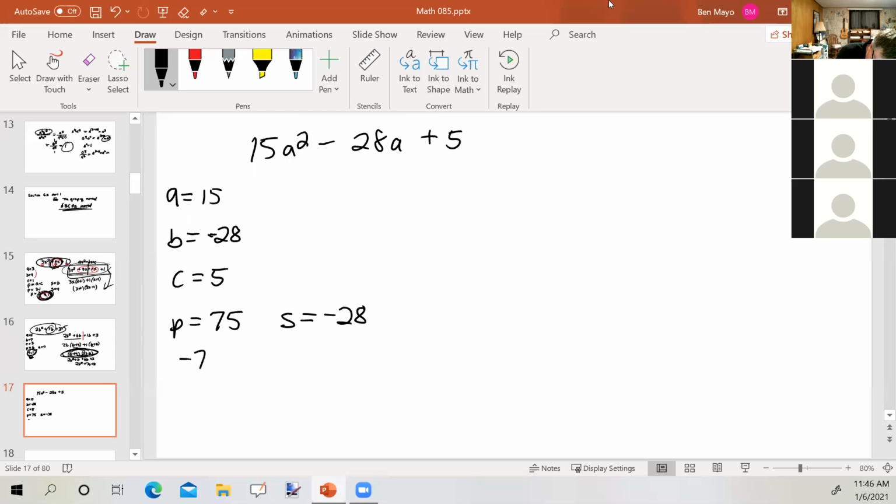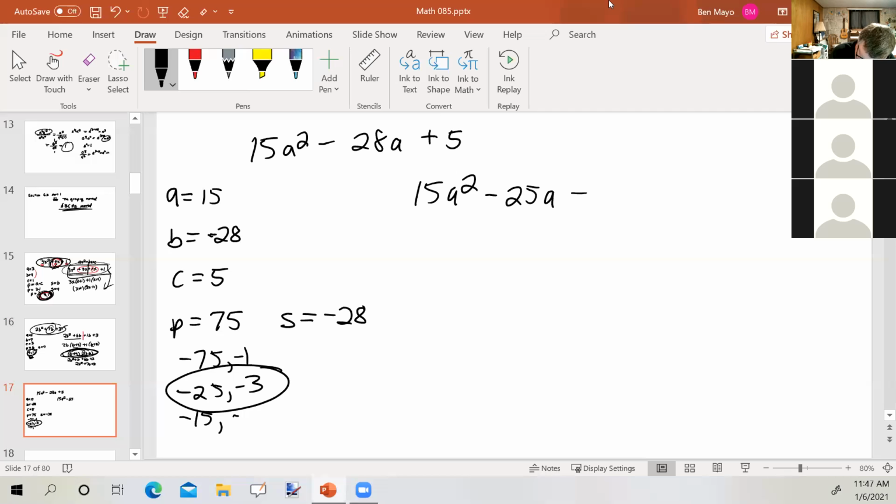So let's see, negative 75 and negative 1. Well, that would give us a sum of negative 76. That's not right. How about, let's see, negative 25 and negative 3. Negative 15 and, oh, wait a minute. That gives us a sum of negative 28, doesn't it? So once I find it, I don't need to keep going. Okay, so now I've got 15a squared minus 25a minus 3a plus 5.